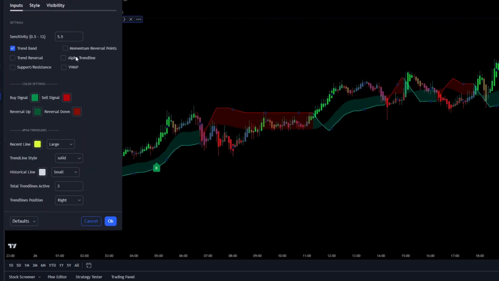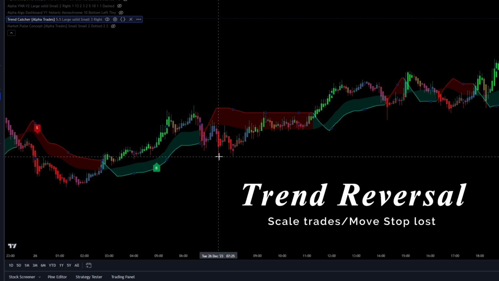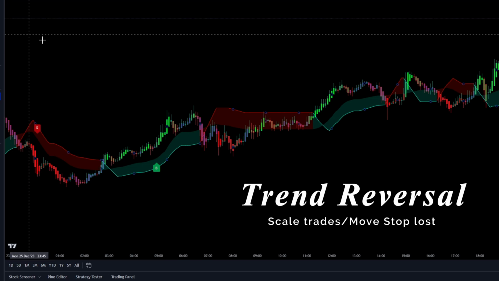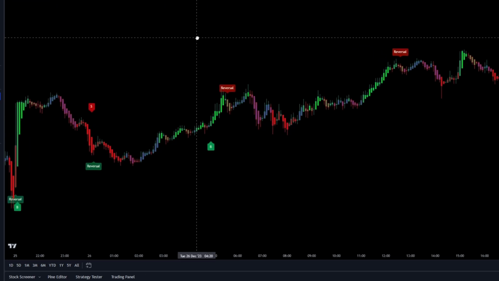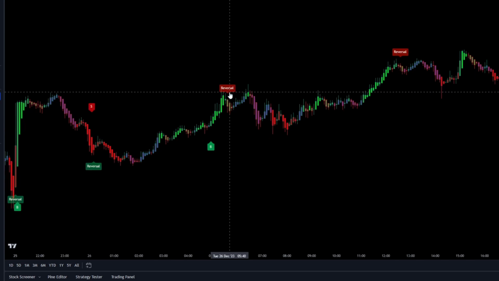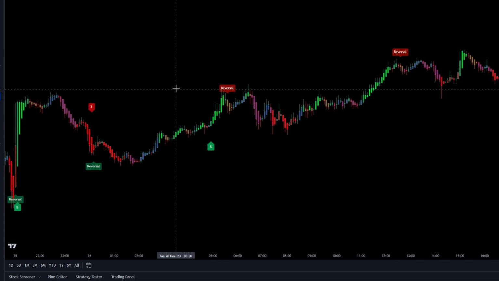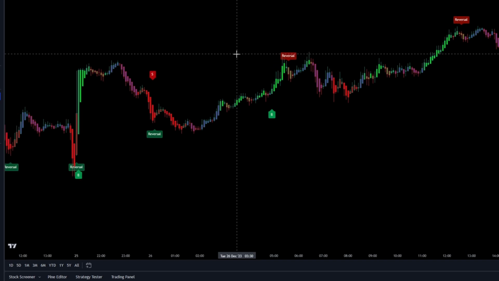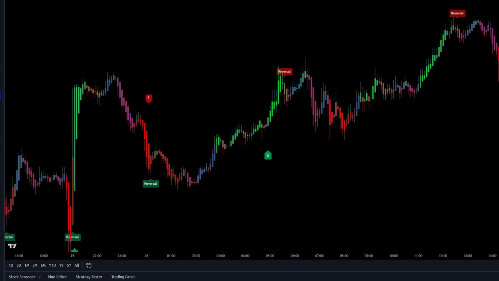So right here we have what's called the trend reversal. The trend reversal, you probably see it already. It's the one that gives you the reversal up and down. Trust me, this is my lifesaver. I created this for one reason. First of all, myself. It's called the scaling ability, but it's not about right or wrong.